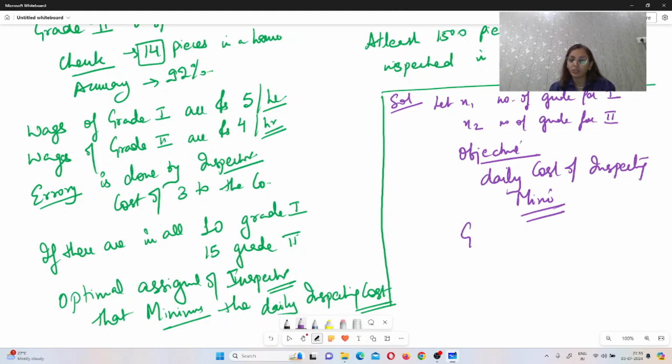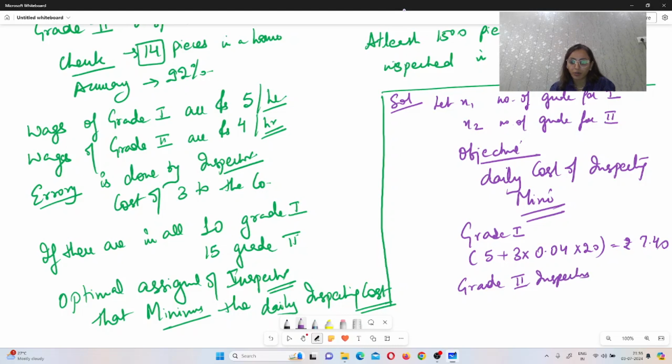So for the grade 1 inspector, it is 5 plus 3 into 0.04 into 20. When we calculate this value, we get rupees 7.40. If I am talking about the grade 2 inspector, calculating the rate for grade 2, that will be 4 plus 3 into 0.08 into 14, and that will be equal to rupees 7.36.